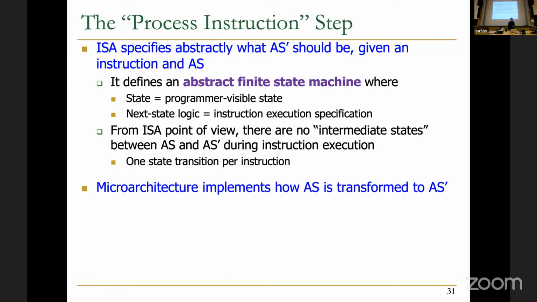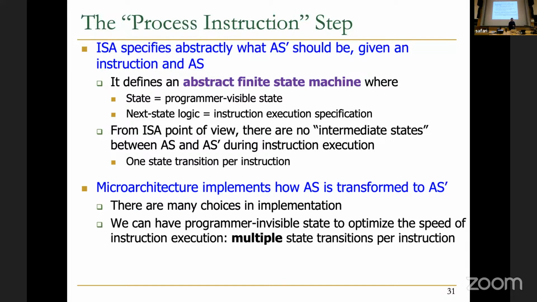On the other hand, microarchitecture implements how AS is transformed to AS prime. And there are many, many choices in the implementation. For example, we can have programmer-invisible states to optimize the speed of instruction execution, with multiple state transitions per instruction. That's what we have seen in the microarchitecture that we studied earlier, yesterday and the previous week. Remember the finite state machine? I'm going to show that again at some point today. We do multiple state transitions per instruction. But you don't have to do that. You have a choice as a microarchitect.